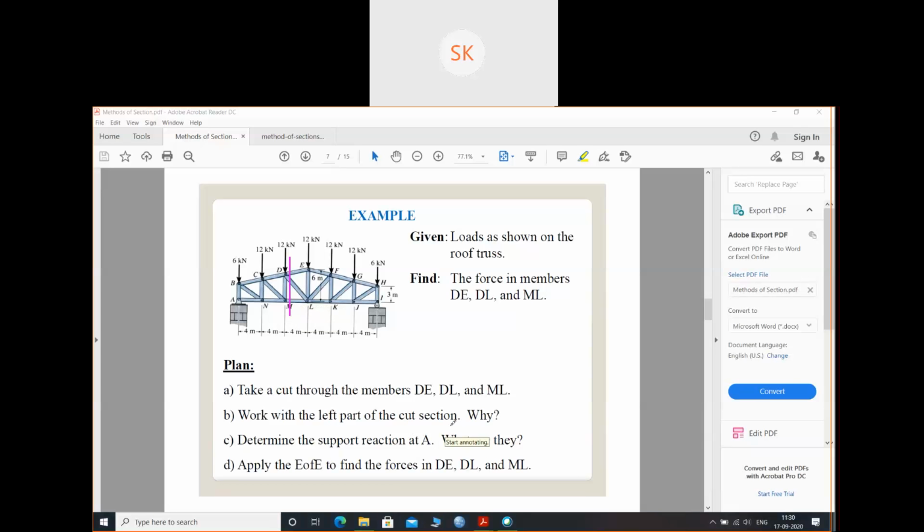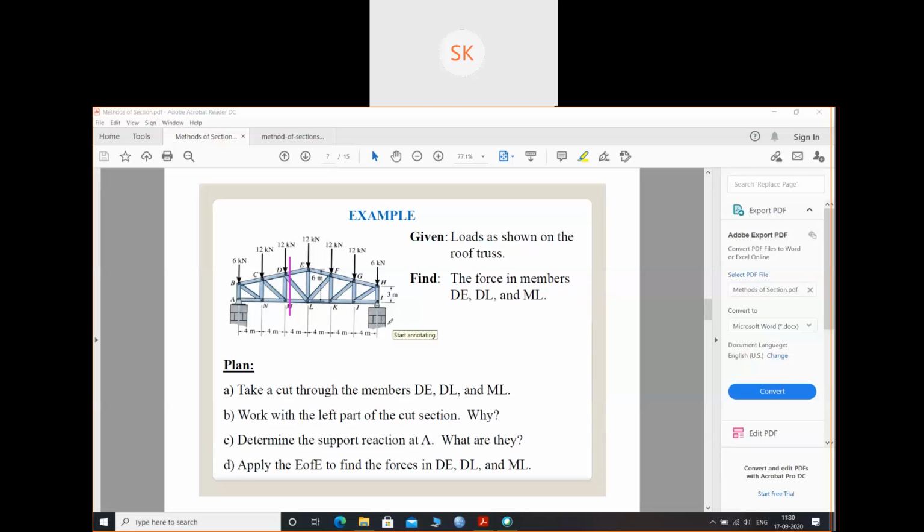Now work with one part of the section. Which section do you want to work with, the left part or the right part? You have been given the support reactions. This is a pin and this is a roller support. Would you like to work with this part of the section or start with the other part? Response, response. This is an interaction class. Left part. Others?